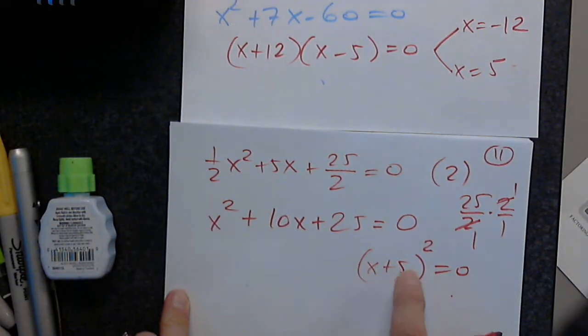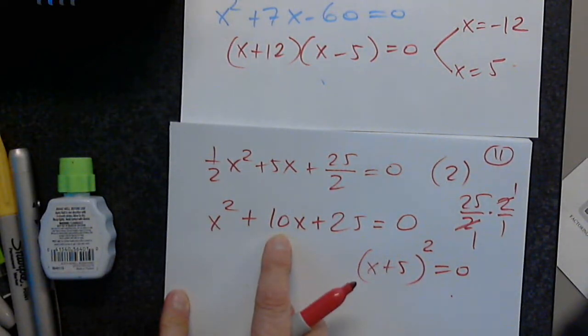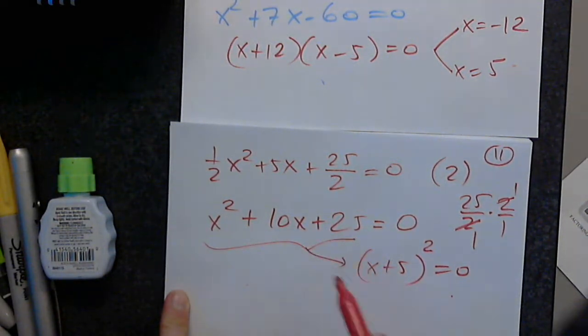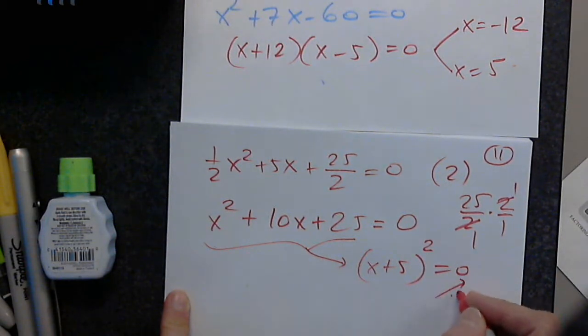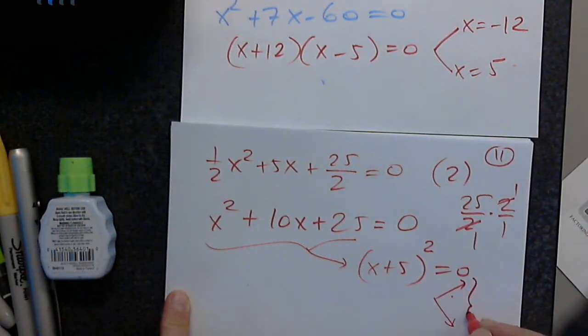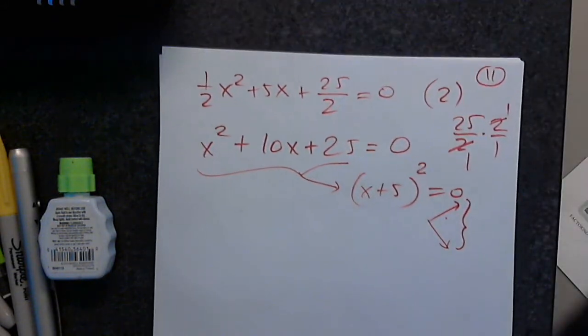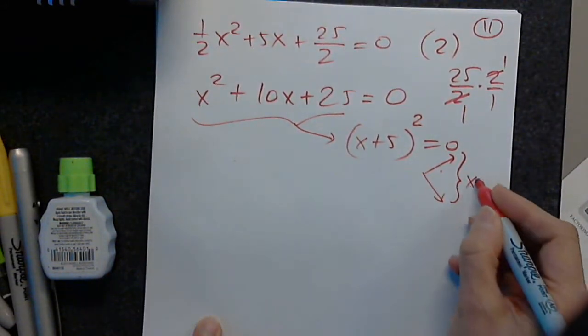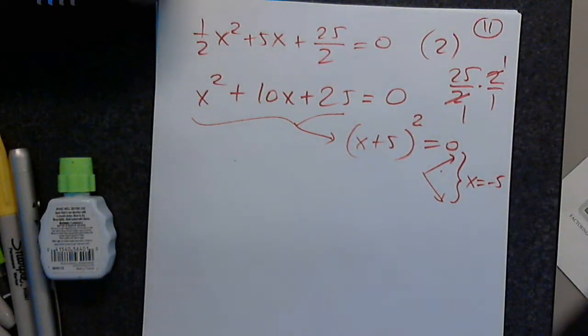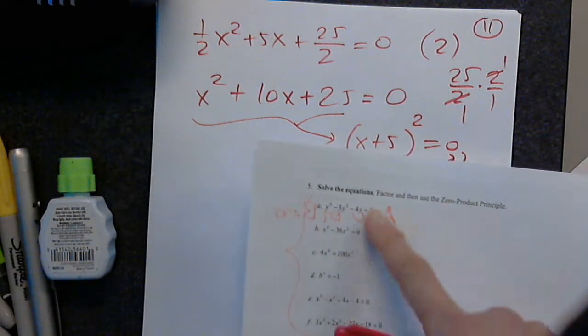2 times the first times the second, is that 10x? Yeah. So this is indeed that. So you're going to give me two solutions, but they will be the same. Right, which would be -5, right? Indeed. X equals -5. Okay, on the back page, let's look at these.